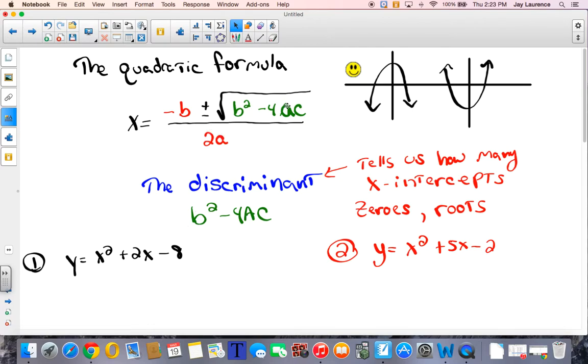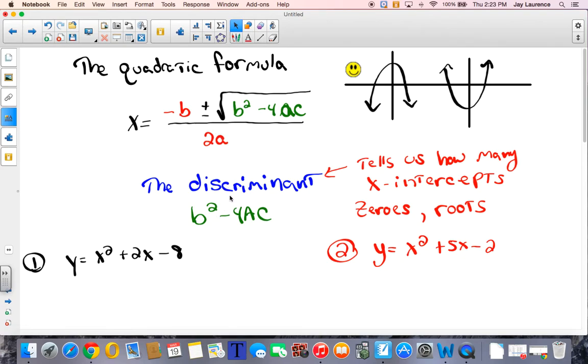I'm going to use the discriminant, which is the green part of the quadratic formula, x equals negative b plus or minus the square root of b squared minus 4ac all over 2a.